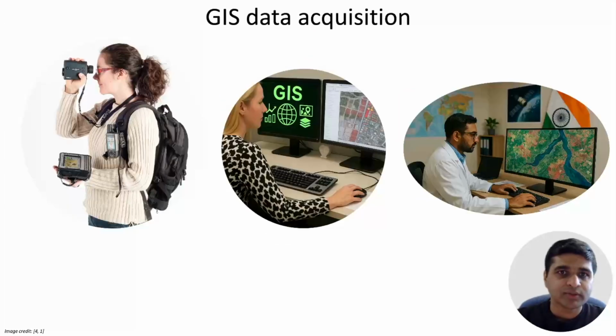GIS data acquisition simply means how we bring information into GIS. Data can come from many sources like satellites, images, GPS devices, surveys, or even existing paper maps that are scanned and digitized. Sometimes new data is collected directly in the field, while other times it is downloaded from different databases and so on. Once gathered, this information is organized and converted into a format that GIS can use. In short, data acquisition is the first step that makes all GIS analysis and mapping possible.